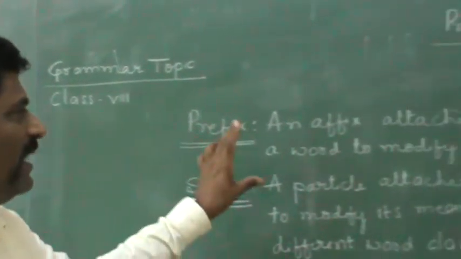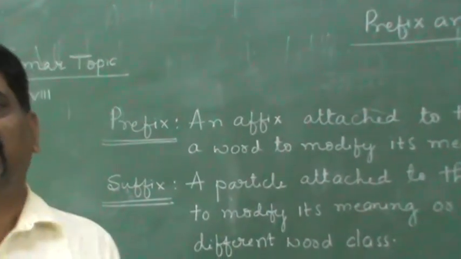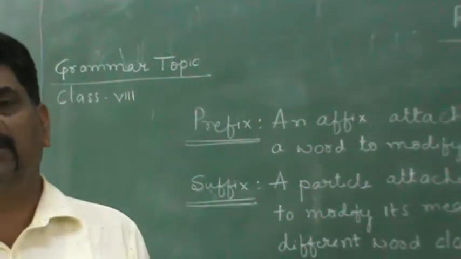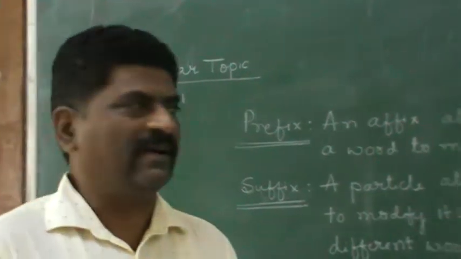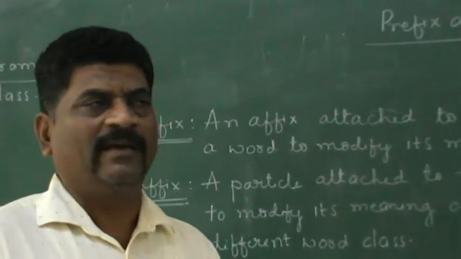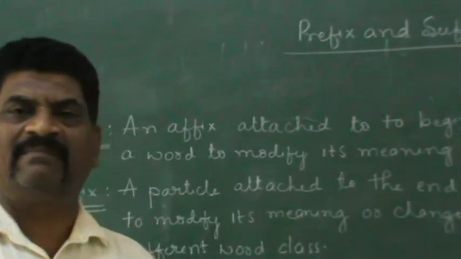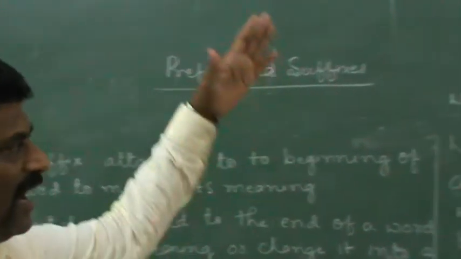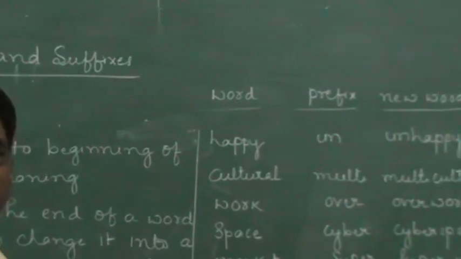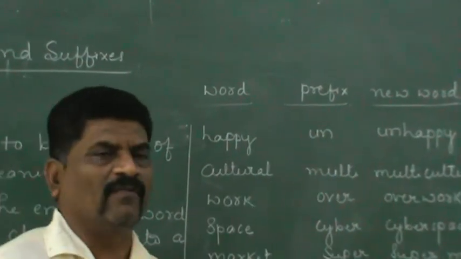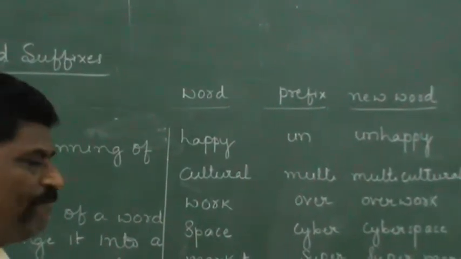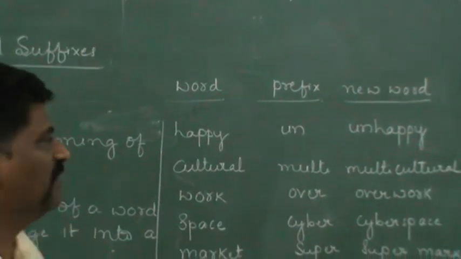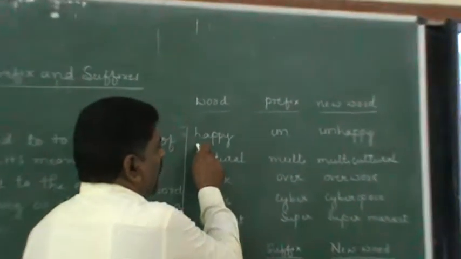So, by adding prefix and suffix, we can enhance the number of words in our active and passive vocabulary. That's why prefix and suffix play an important role in learning any language. I have written some examples here of how a prefix can be formed and later on how a suffix can be formed. The first one, the word happy.